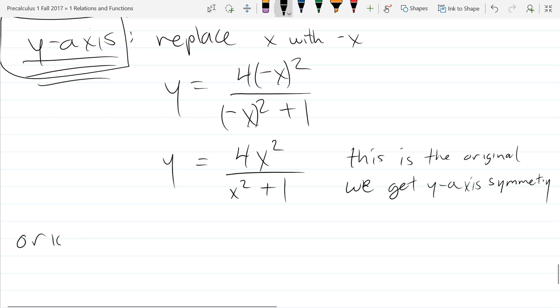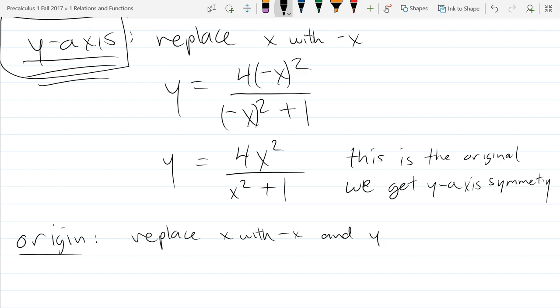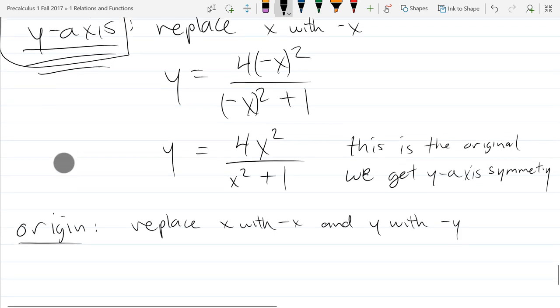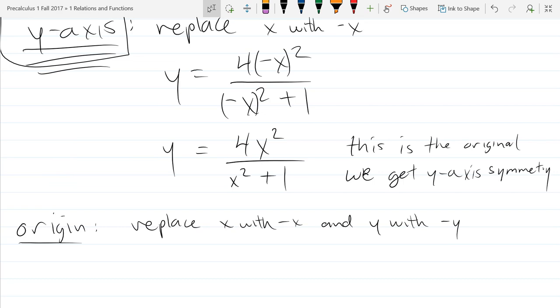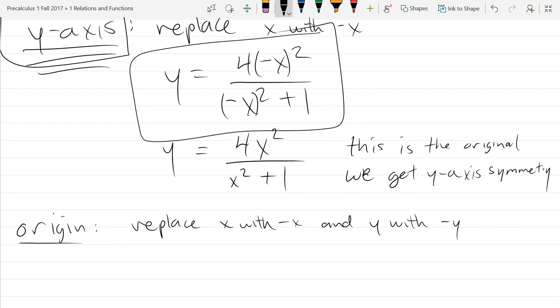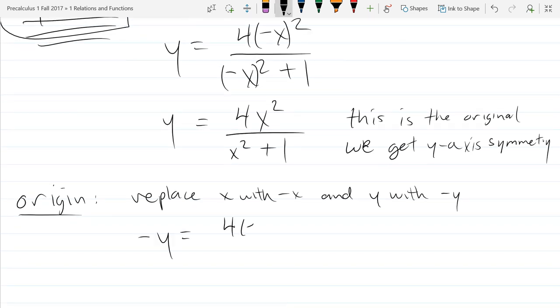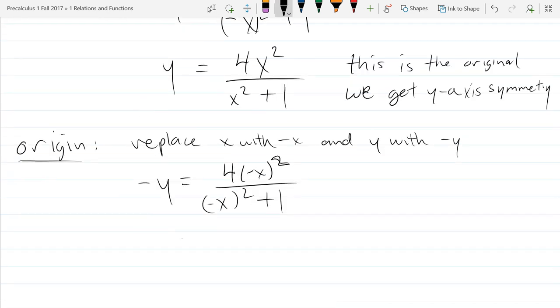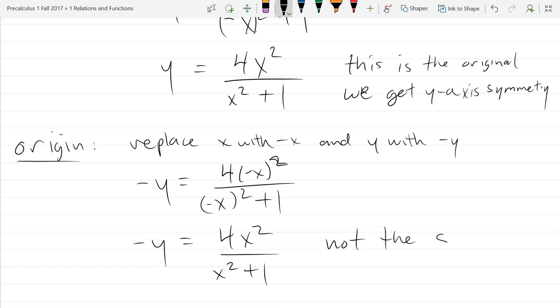So that's y-axis. Now we'll look for origin. Origin is where you replace both x with negative x and y with negative y. I could scroll back up to see the original, but all I'm going to do is take this right here. I've already got the negatives in for x, and I'm just going to put a negative in for y also. The right side simplifies down just like it did the first time. But the left side still has that negative y. So it's not going to be the same because there's a negative on one side. Not the same as the original, so we get no origin symmetry.